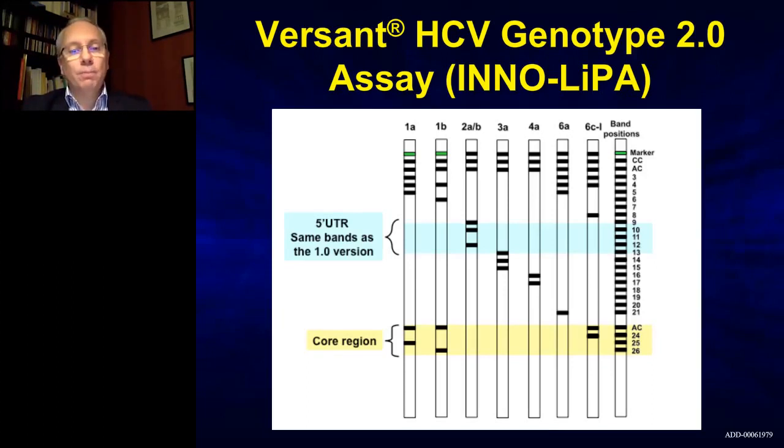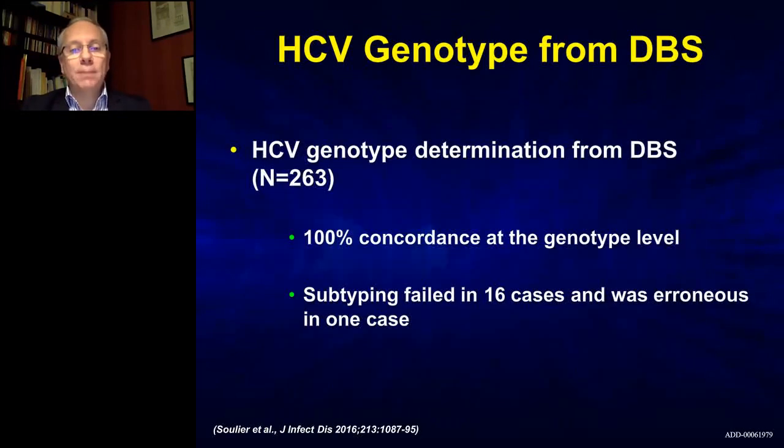It's also possible to identify the genotype in blood sampled on dried blood spots. We validated this, and in a series of 263 patients, we found that there was a 100% concordance at the genotype level. Subtyping was not as easy as genotyping. Subtyping failed in 16 cases and was erroneous in 1 case, but overall, for genotypes 1 to 6, DBS can be confidently used.